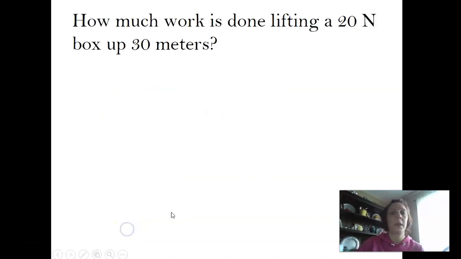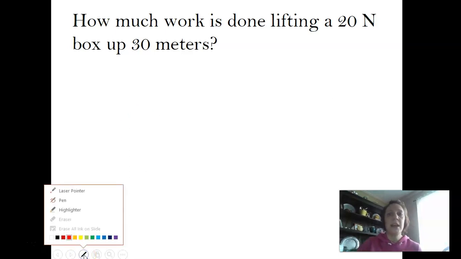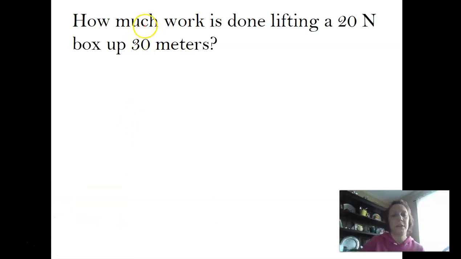I don't know. All right, so the easiest questions we can see for work is where they give us a force, they give us a displacement, there's not really much to be done, right? So they say how much work is done lifting a 20 Newton box up 30 meters. Okay, so I have a displacement of 30 meters and I have a force of 20 newtons. Here we go.